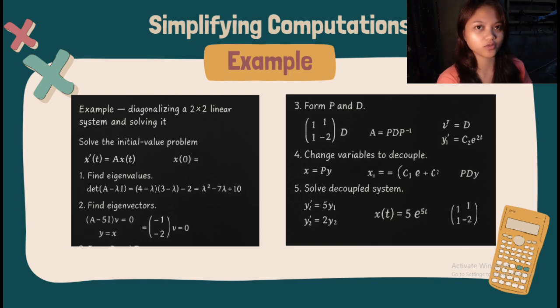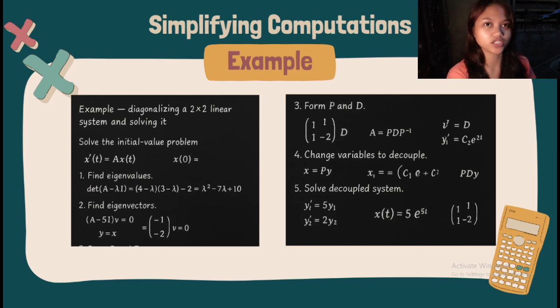Significance in differential equations. Simplifying computations. Example, diagonalizing a 2x2 linear system and solving it. So, our initial value problem is x prime of t equals A x of t and x of 0. So, our step 1 is find eigenvalues. So, determinant of A minus lambda I is equal to (4 minus lambda)(3 minus lambda) minus 2, which is equal to lambda squared minus 7 lambda plus 10.